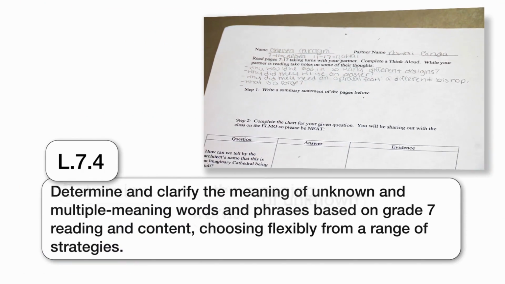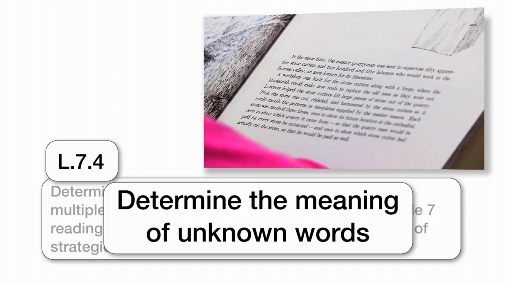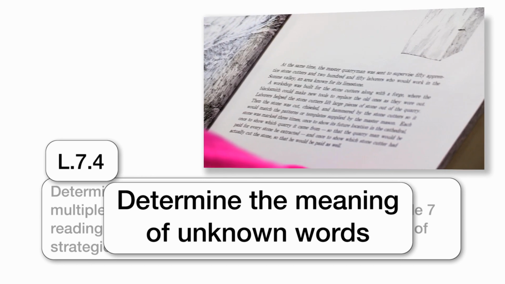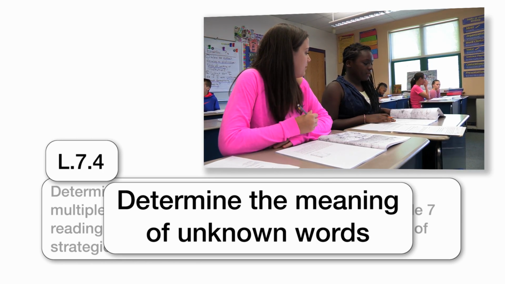Probably. Okay. Where the blacksmith could make new tools to replace the old ones as they were worn out. How would they make their tools? Like a rope and like... Probably like stone, like they could sharpen them with stones.